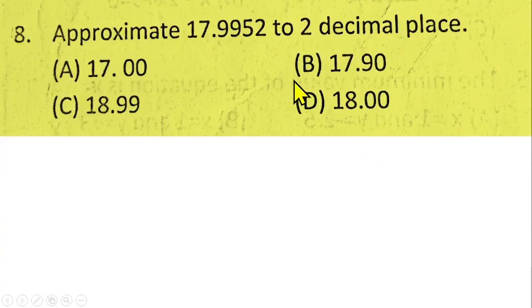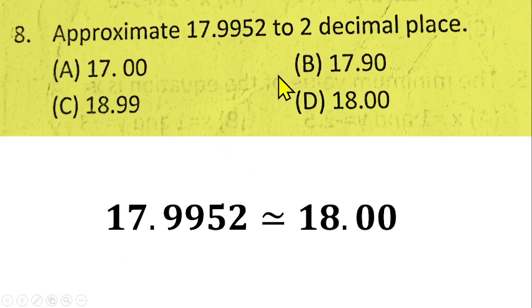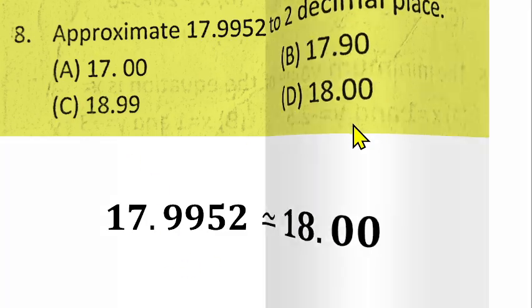Question number 8 is approximation. We have to approximate 17.995 to 2 decimal places. Of course that's very simple. 2 decimal places means our emphasis is on the 9 here, the second decimal number. If you round up this 5, that gives us 1 plus this 9, so that gives us 10 here as well, so this one becomes 8. Then we have 18.00 to 2 decimal places, which is option D.